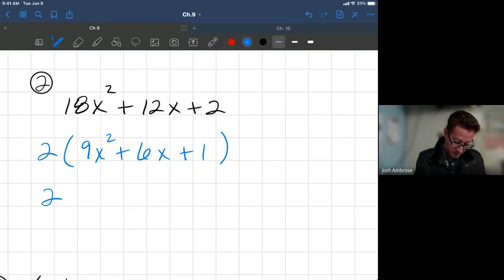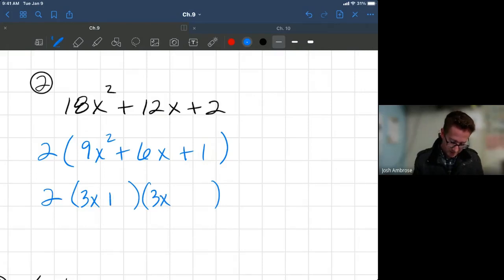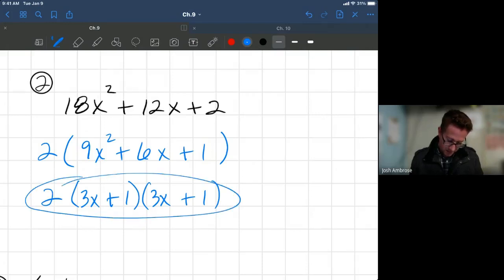So that 2 is still on the outside and has to stay there. Then the 9 breaks down into 3 and 3. X breaks down into x and x, double plus signs. And 1 is a perfect square because the square root of 1 is 1. So this is it right here. Or you could write 2 parentheses 3x plus 1 squared.